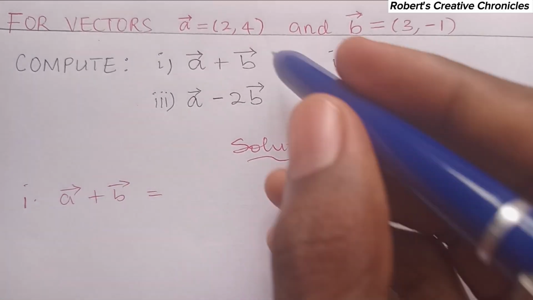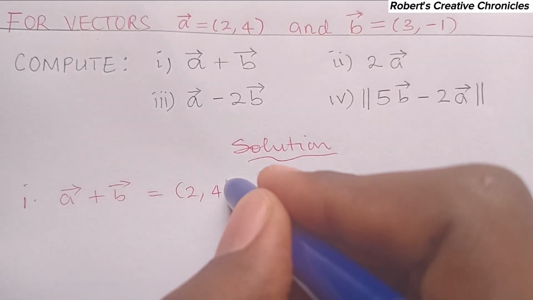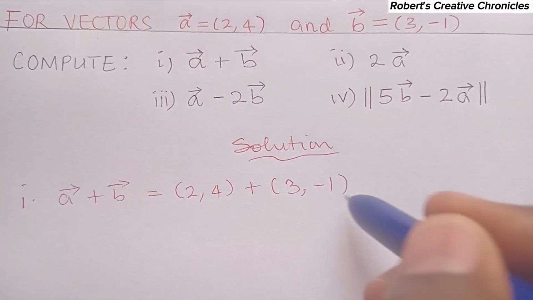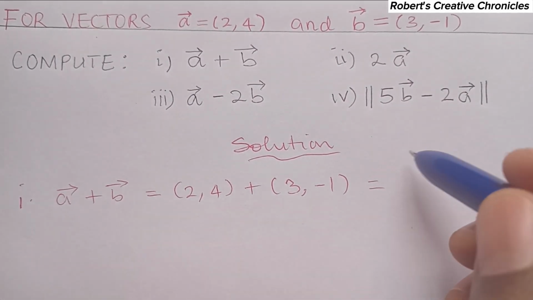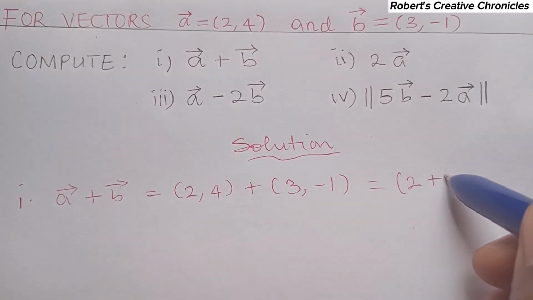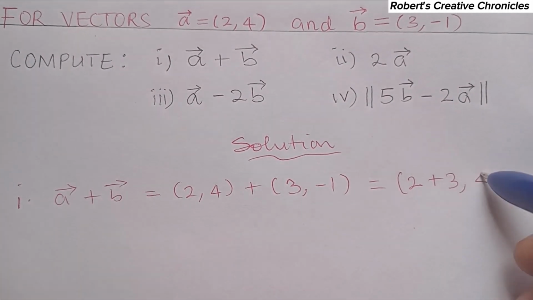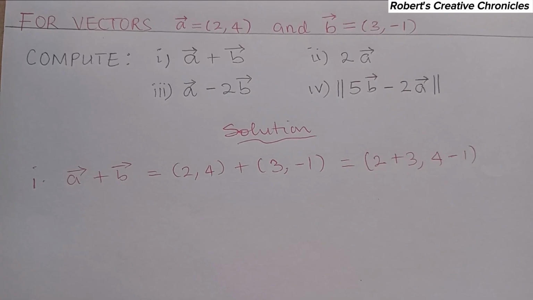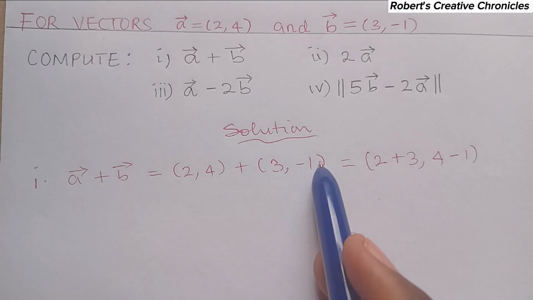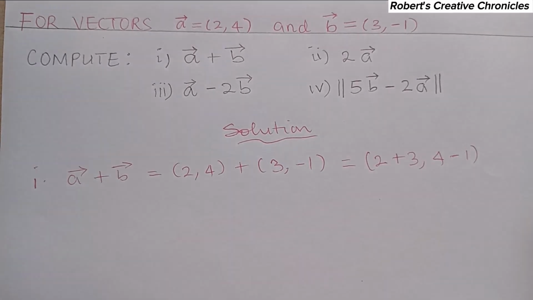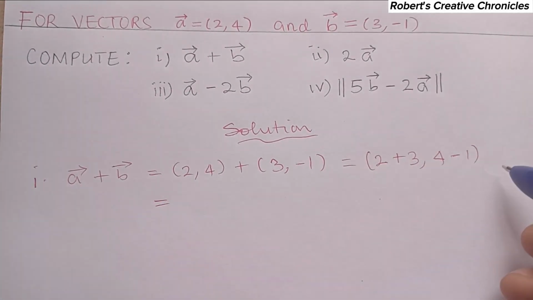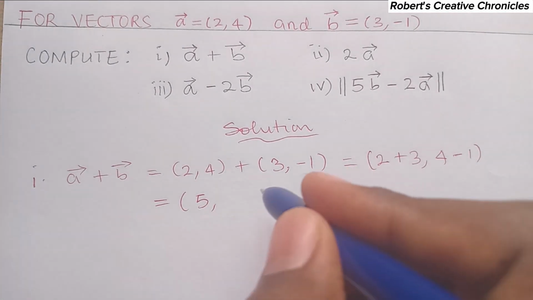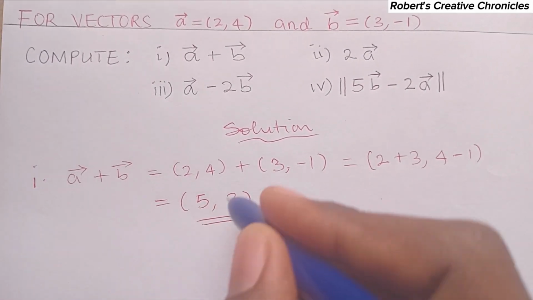Vector A plus B will be equal to 2, 4 plus 3, negative 1. So this will be equal to what? It will be 2 plus 3, then 4 minus 1. So you add the first components together and you add the second components together. 2 plus 3 is what? Is 5. 4 minus 1 is what? Is 3. So this is the answer of the first one.